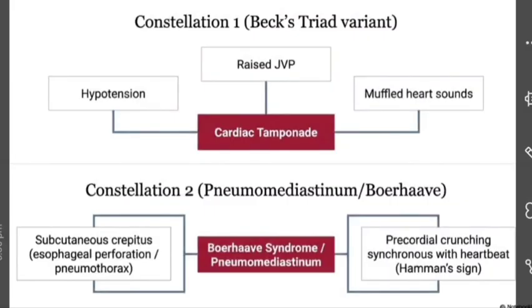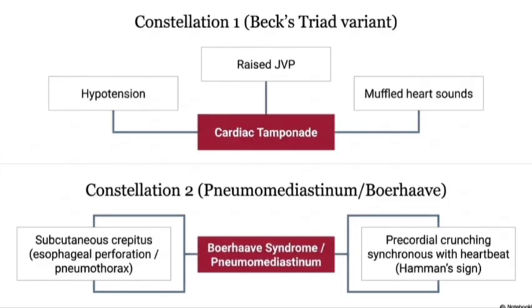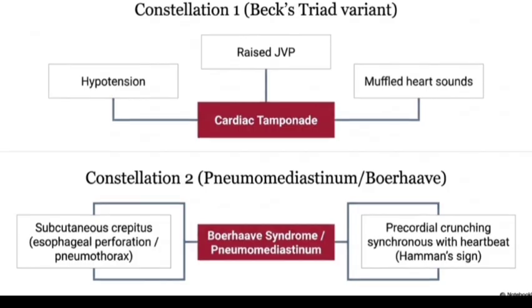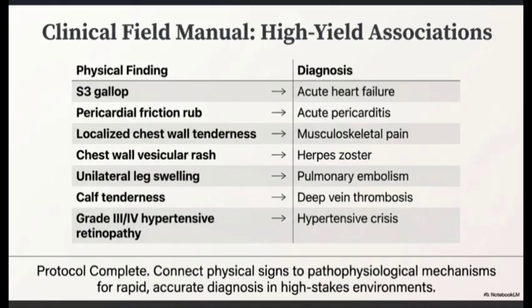Aortic dissection may have different clues, giving neurological events, back striae, hypotension, raised JVP, and muffled heart sounds. While mediastinum may have precordial crunching synchronous with heartbeat, that is called Hamman's sign, and subcutaneous crepitus, both on palpation, in esophageal perforation or pneumothorax due to any other cause. So aortic dissection, back striae, and pneumomediastinum and Boerhaave syndrome should also be clearly looked for.